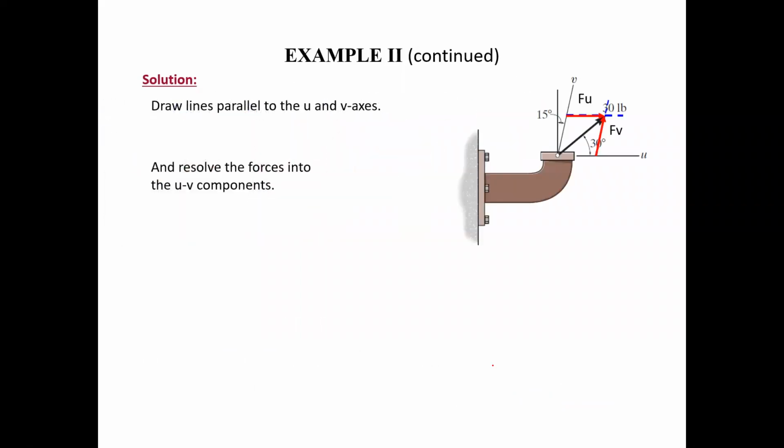Okay. So draw parallel lines to u and v axis. How we do that? So here we have the 30 pounds force, which is, let's say, vector F. This is your force vector F. Now, again, from the tip of the vector F, draw the lines parallel to vector u and vector v, right? So you draw this line and you draw this line parallel to u and v axis, right? So you reach here and you reach here. All right. So this is your parallelogram, right?